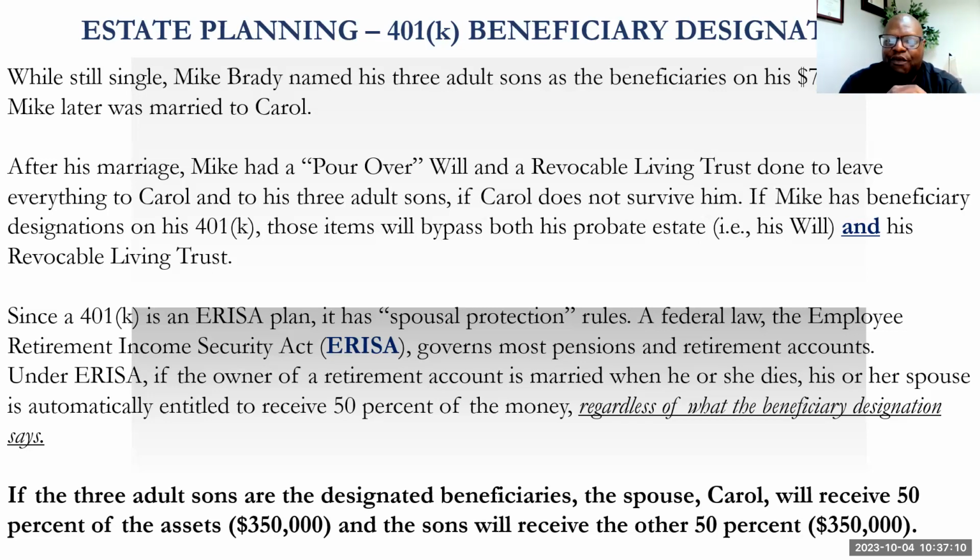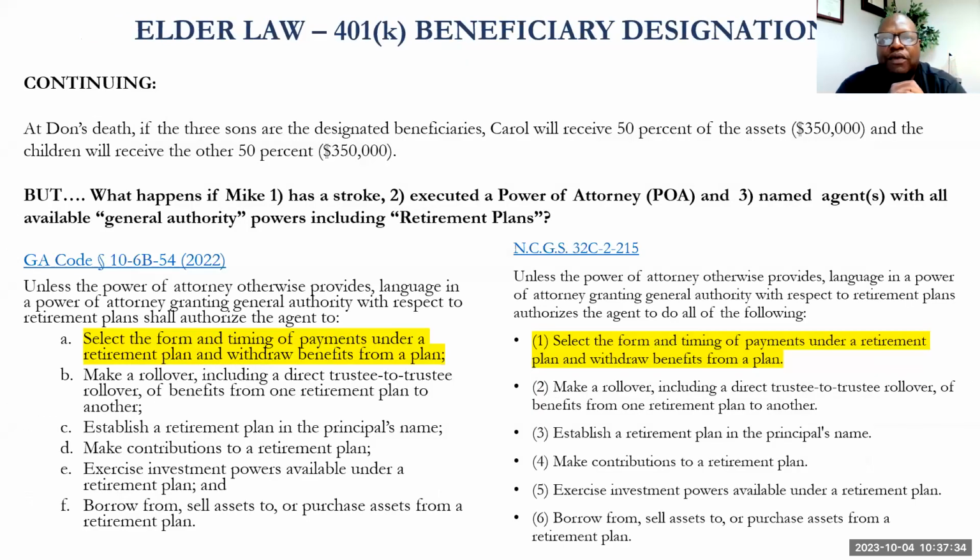So whereas the IRA would have completely left Carol out if it wasn't changed, the ERISA has protection to say the spouse has to at least get 50%, regardless of what the designation says. So at least there's something that operates in that context to have Carol get 350, the sons get 350, okay? Where we then put the elder law spin on it, again, if Mike has a stroke, Mike executed the power of attorney that gives all those powers above, including the retirement plan.